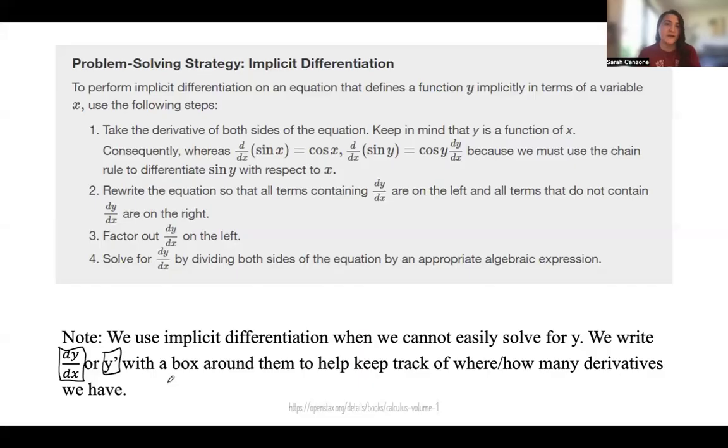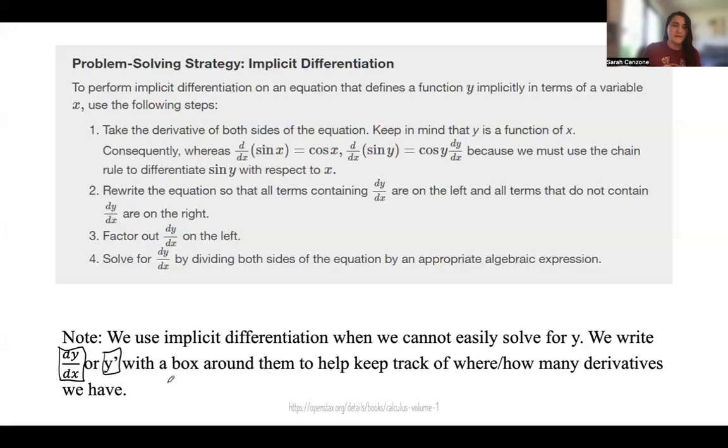We could have y cubed x plus xy plus 3, and there's no way of actually getting the y by itself. So we still need to be able to take derivatives of these functions, in which case we would use this technique, which is called implicit differentiation. We call it implicit because it's happening within the function.